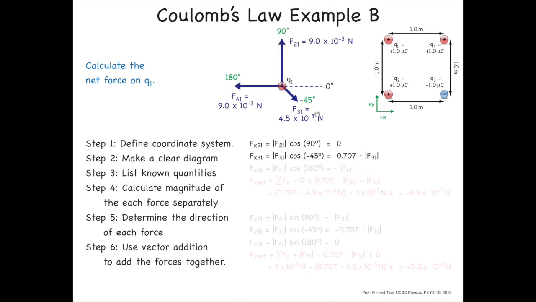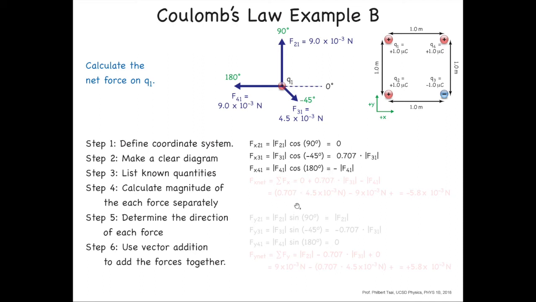For the 3,1 force, it's pointing down here at minus 45 degrees, so it does have an x component, right? Cosine of minus 45 degrees is 0.707, so about 70.7% of this full value is going to be pointing along the x direction, and it's positive because the component along the x direction is pointed to the right. The x component of the 180 degree force is the full thing, but it has a negative sign, and cosine of 180 degrees gives you minus 1.